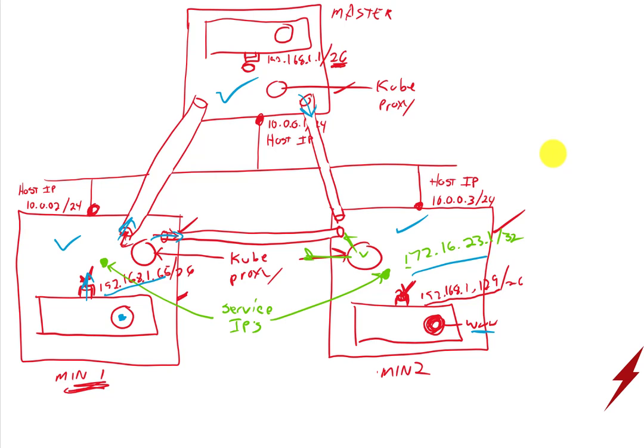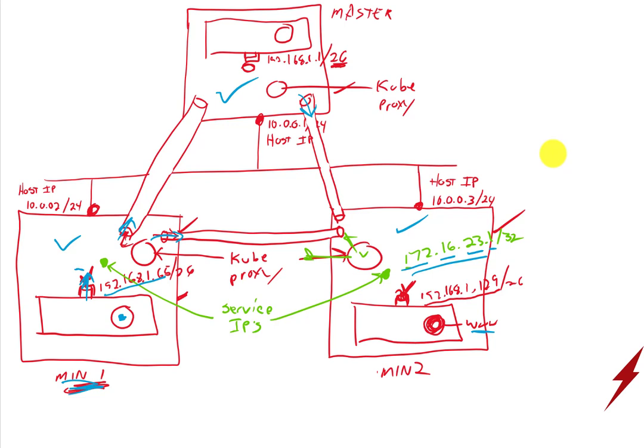So what's going to happen is, as the packet ingresses this minion number one, ingresses this host, IP tables is going to catch it, because IP tables is receiving any packets that come into any interface, be it a virtual interface or a physical interface. It's going to receive that. And it's going to see that, hey, you're trying to get to 172.16.23.1.